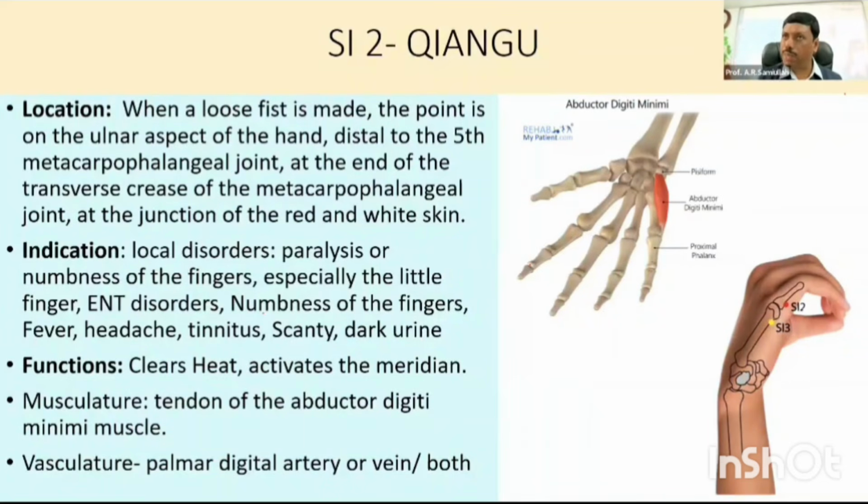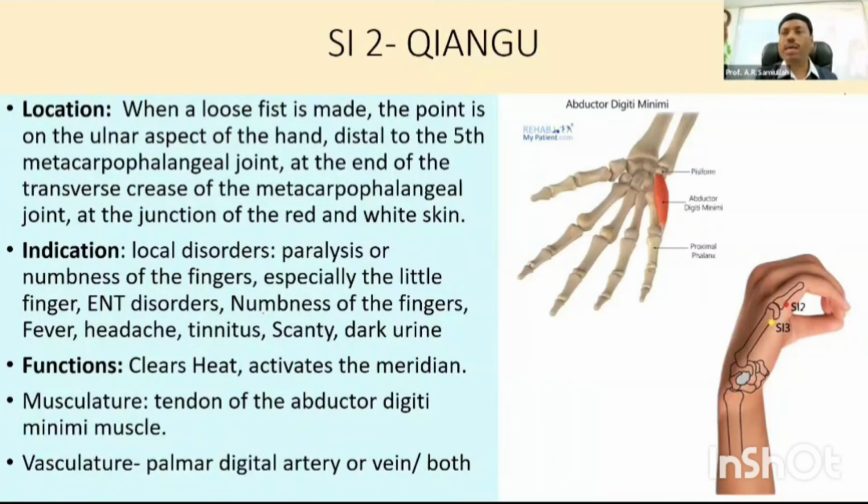So once the metal is completed, after the metal what is coming? Water is coming. So the second point to be known is the water point. The water point is indicated here. So then SI2 is equivalent to UB60 Kunlun. SI1, the Shaoze, is equivalent to the Yang Chi, that is LI5.